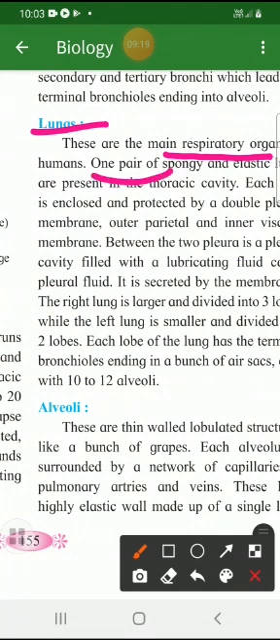So how many lungs do you have? 2 lungs you have. So you generally say a pair of lungs and they are located in the thoracic cavity. Thoracic cavity is a space where your heart is located inside the rib cage, okay? And each lung is covered by a pleural membrane. It is a double layer membrane, that's called the pleural membrane. And between this pleural membrane there is pleural fluid.